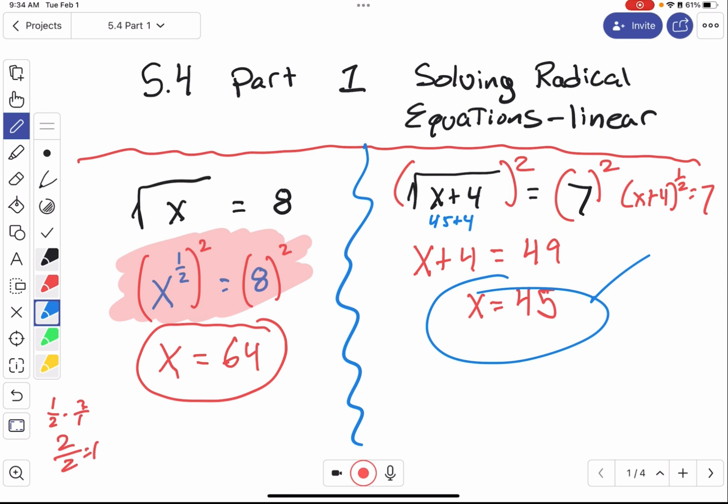And you're done. So how do you get rid of a square root? You square both sides. How do you get rid of a cube root? You cube both sides. How do you get rid of a fifth root? You take it to the fifth power, and so on and so forth.